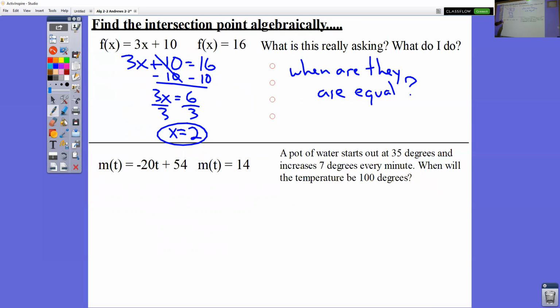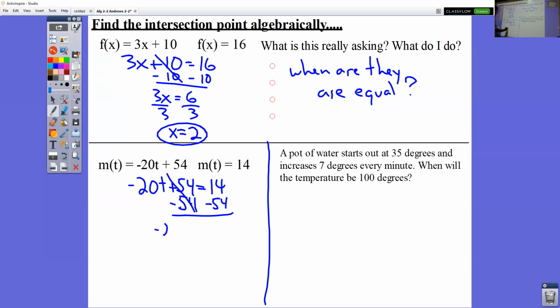Again, we would do the same thing here. These are two separate questions, by the way. We have m of t equals negative 20t plus 54, and m of t equals 14. Again, all that we would have to do is set these two things equal to each other and then solve. So we would do minus 54, minus 54. So negative 20t equals negative 40. Divide by negative 20, divide by negative 20, and you would get that they are equal to each other at t equals 2.